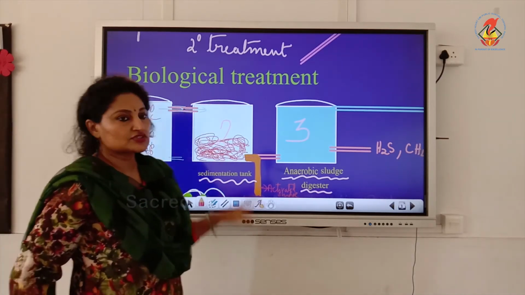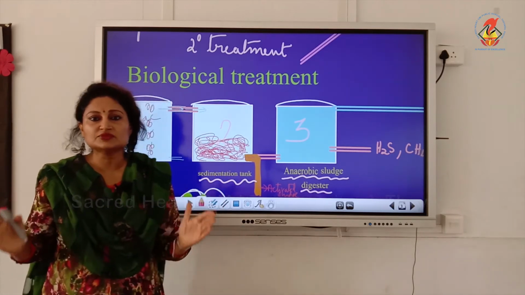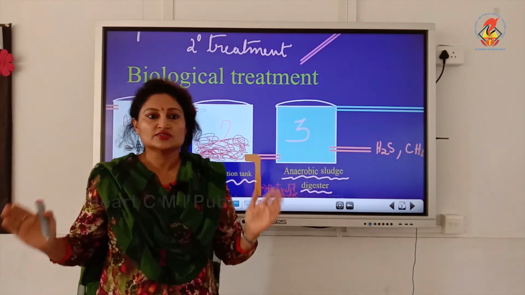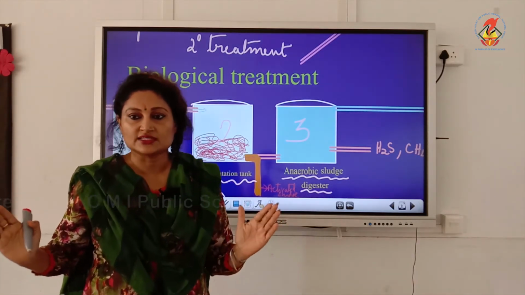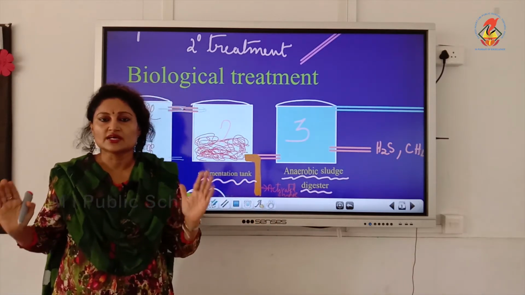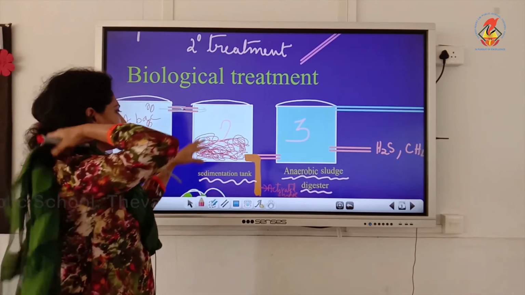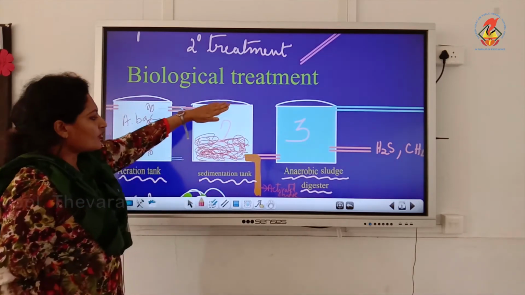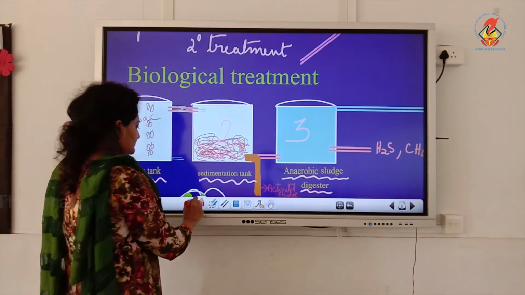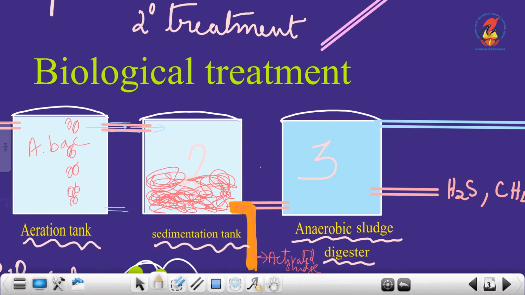So you understood the function of the sedimentation tank. As the name suggests, it allows sedimentation. Here it is left undisturbed. For sedimentation, what is important is that it should be undisturbed. What settles here is the floc. The flocs all settle. Now once the flocs all settle, next see what comes.